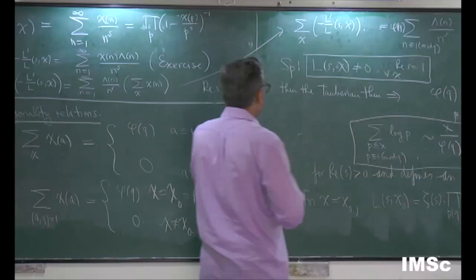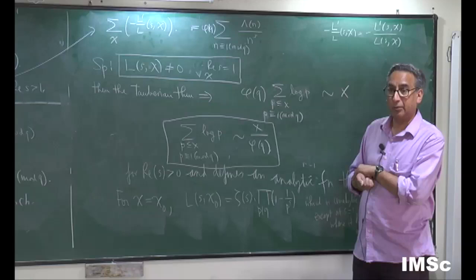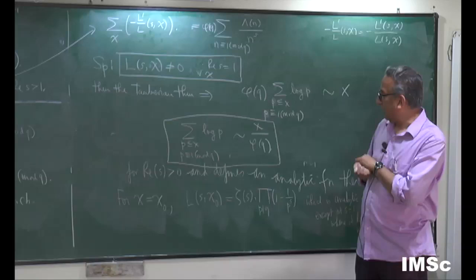So I hope this is clear, how one gets it just in one go. Once you have the Tauberian theorem in hand, you just have to set up the L functions again. And bingo, you get the result. Now the question is, of course, how do I change 1 to a?